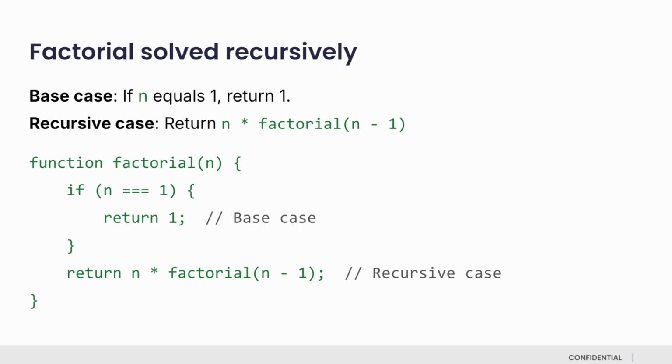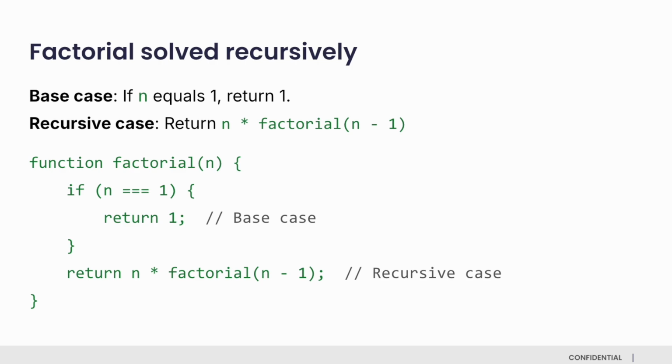Now let's look at the same problem using recursion. This time, instead of using a loop, the function will call itself with a smaller version of the problem until it reaches the base case. In this example, the base case is when n is equal to 1. That's when the function returns 1 and stops. Otherwise, the function will call itself with n minus 1, meaning it continues multiplying n by the result of factorial n minus 1 until the base case is reached.